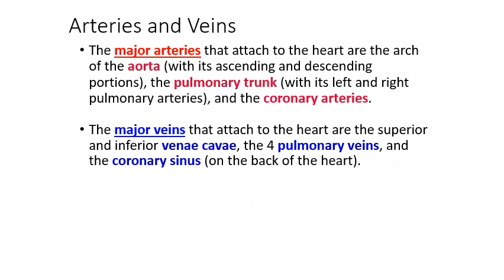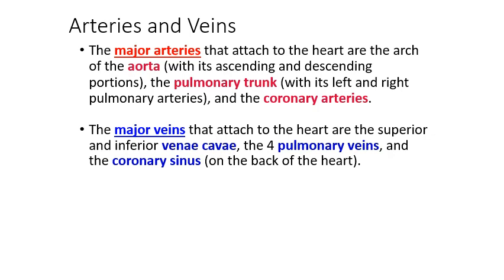All right, so a few major vessels that you should be aware of. The major artery attached to the heart is the aorta. The aorta is the largest artery in your body, and it has a couple different parts. The ascending aorta is the part of the aorta that goes up right after it leaves the left ventricle. Then it arches over, and we have a portion called the aortic arch. And then it will descend throughout the rest of the thoracic and abdominal cavity.